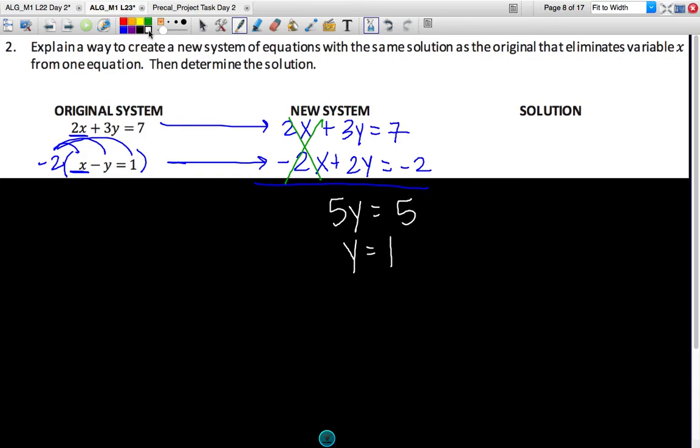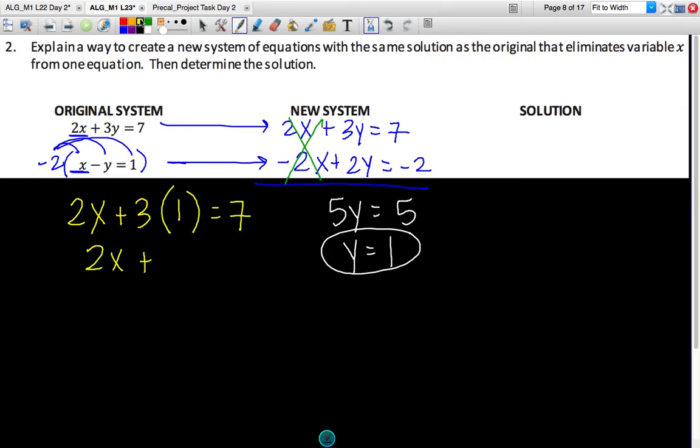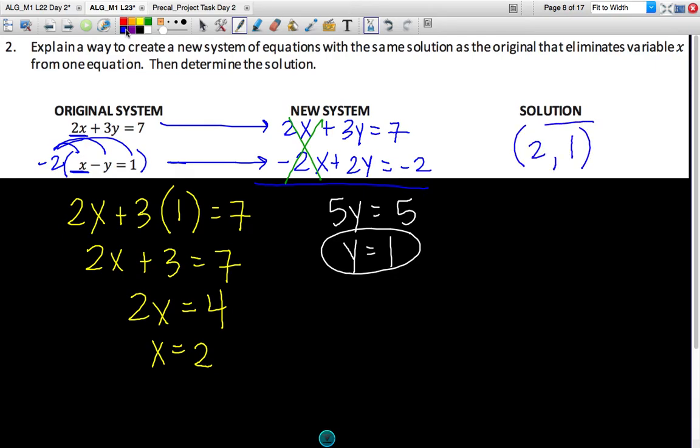I now substitute this value into either one of the original equations. So I'll pick the top like usual. 2x plus 3 times y, we just found y is 1, equals 7. 2x plus 3 equals 7. Subtract 3 on both sides, 2x equals 4. Divide by 2, x equals 2. So I would write my solution as x, which is 2, comma, y, which is 1.